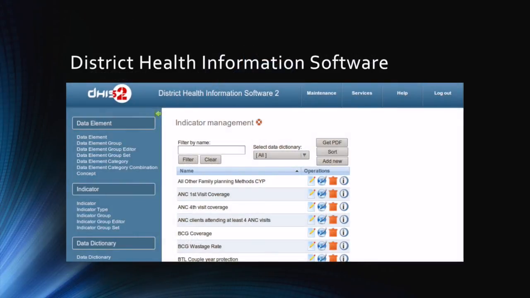So DHIS2, this is a system out of the University of Oslo that's widely used for gathering data on health statistics. The way it's used in Kenya is they have a server that the government controls, and hospitals can log on to the server through a web form and enter data or upload a spreadsheet of data. And the idea is that they'll gather all the data and it can be submitted to WHO, or the government can use it for planning.